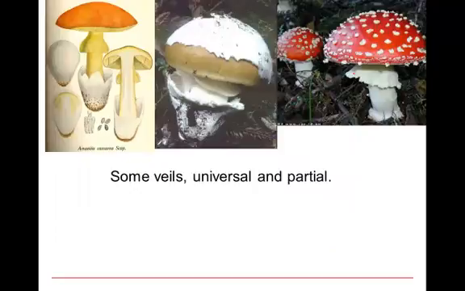This shows some veils. Now, one thing you have to understand is all mushrooms don't have veils. Some mushrooms don't have any veils. Some mushrooms have only a partial veil. Some have both a partial and a universal veil. So they can have almost any combination of them.